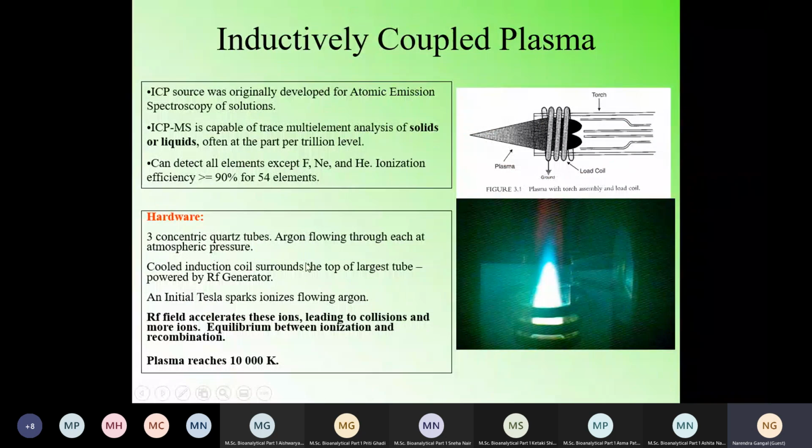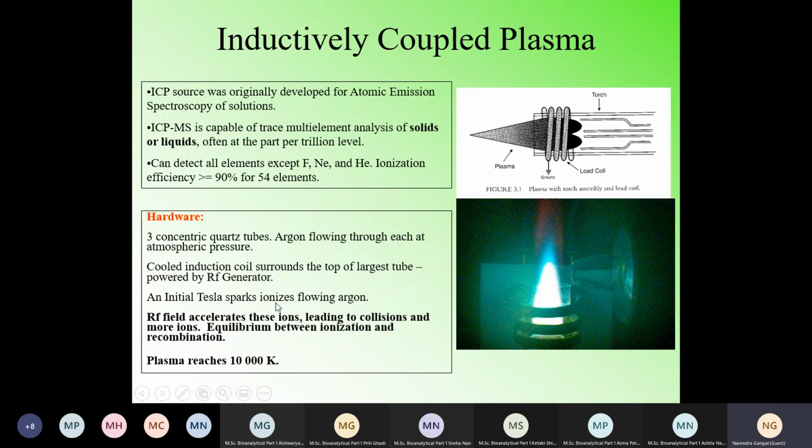An initial Tesla spark will ionize the flowing argon. The RF field, which surrounds the top largest tube and is powered by the RF generator, accelerates these ions. Once the spark ionizes the flowing argon, the ions are accelerated again and again, leading to collisions and more ions. So an equilibrium is reached between ionization and recombination.